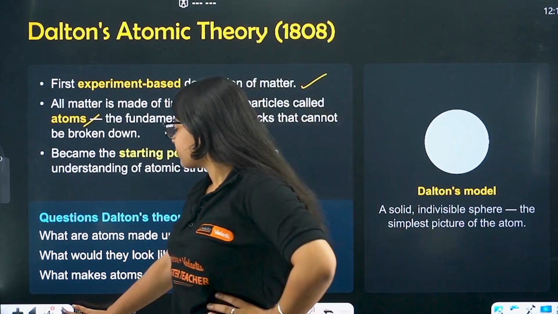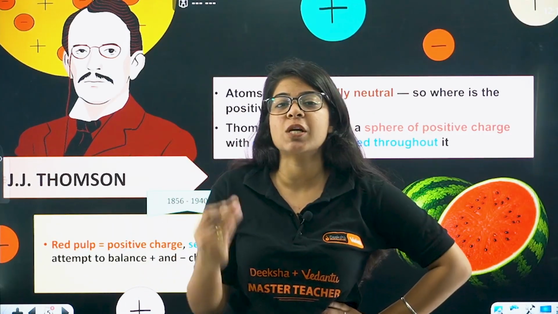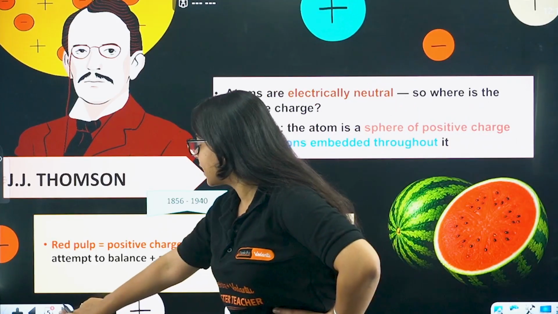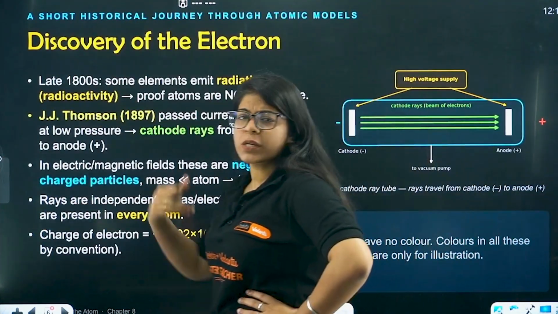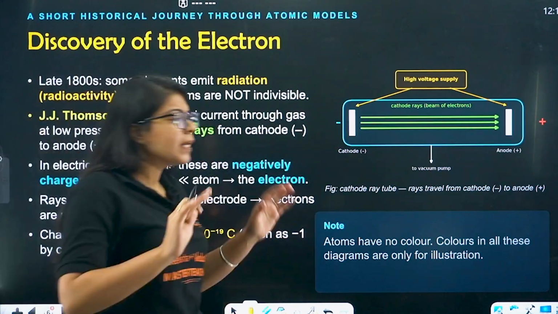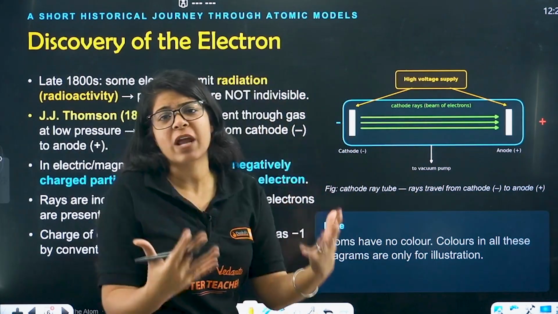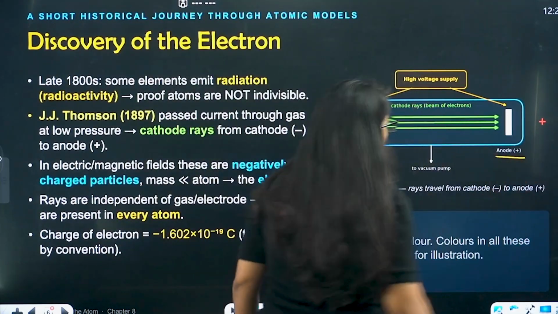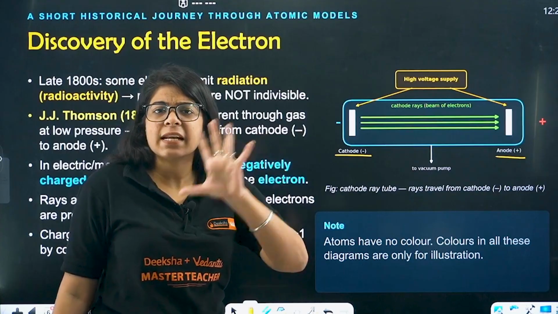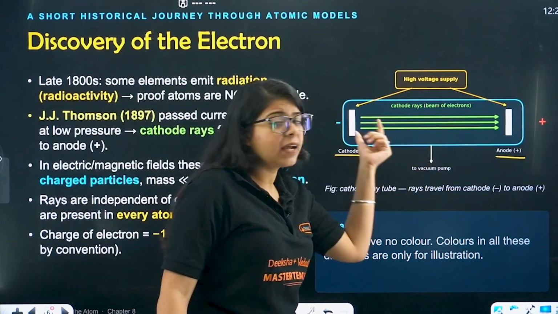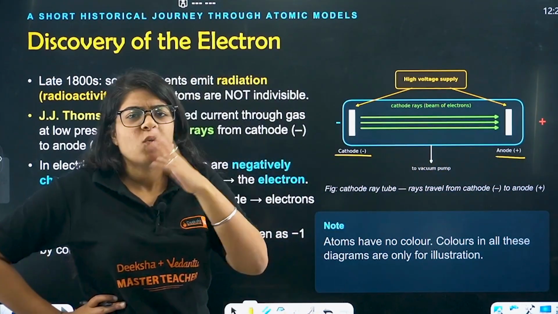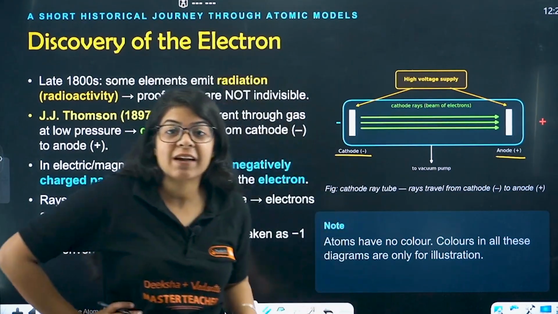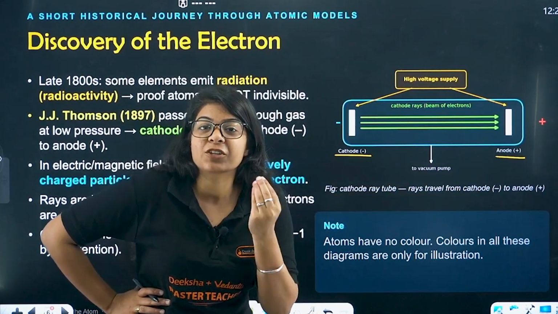Then came, beta, J.J. Thomson, the second most important person. Before that, let's study one thing. J.J. Thomson was doing some experiments with gases. He had a gas and was trying to pass electric current with the help of a cathode, which is negative, and an anode, which is positive, and he saw that the rays were going from the negative end to the positive end. And he was like, why is that the case? Why are they not traveling from positive to negative? And then he discovered they are traveling from negative to positive because of electrons.